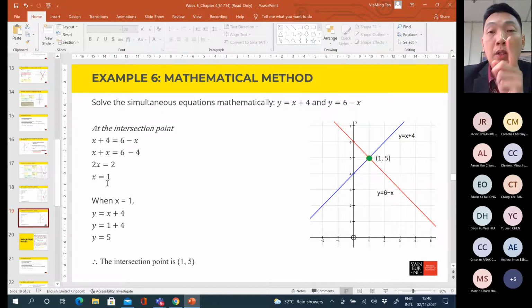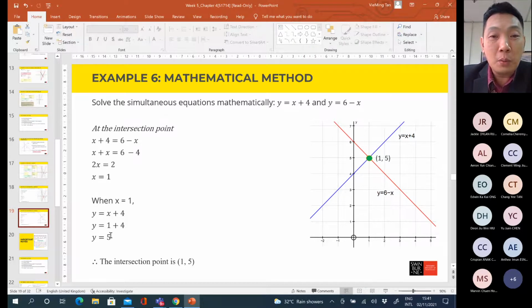So that means these two equations will share the same x value at the intersection point. Okay, so now we want to get the y value. So what we can do is we substitute x equal to 1 into either this equation or this equation in order to get the y. Okay, I'll choose this one because all of the numbers are positive. So I choose the first equation.